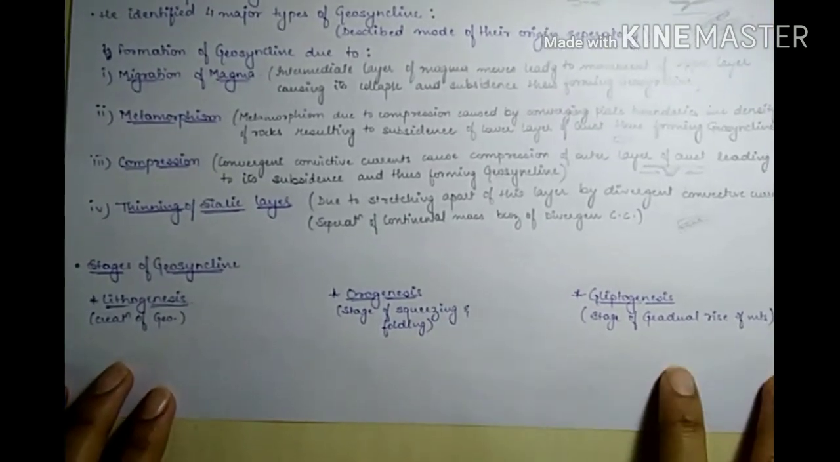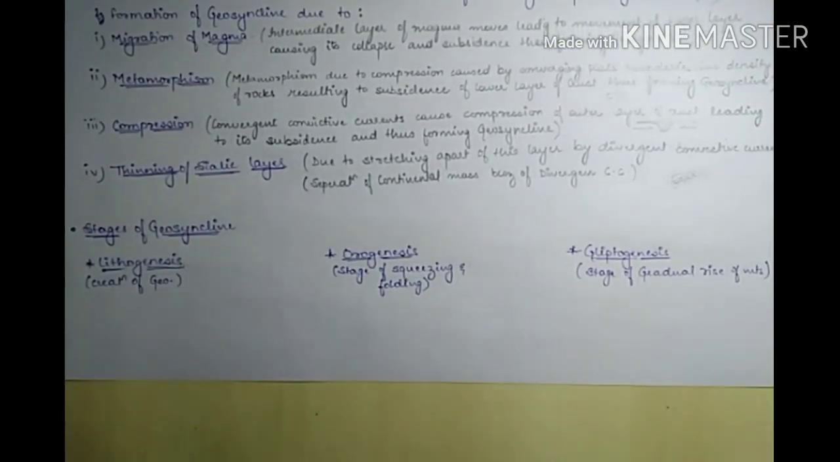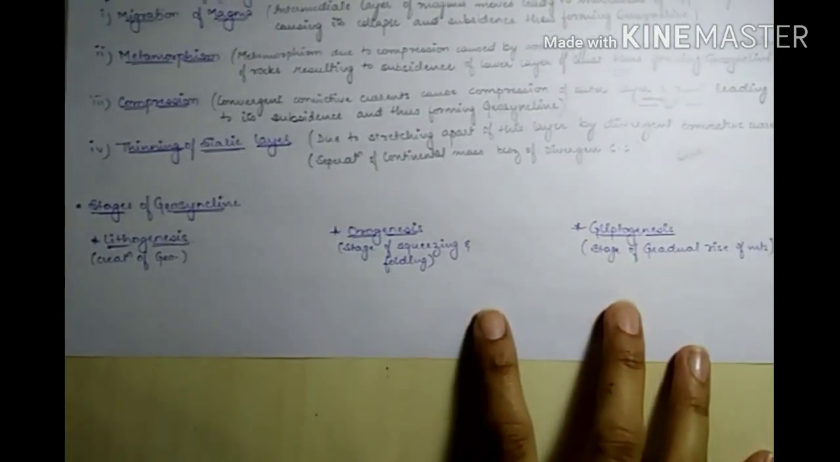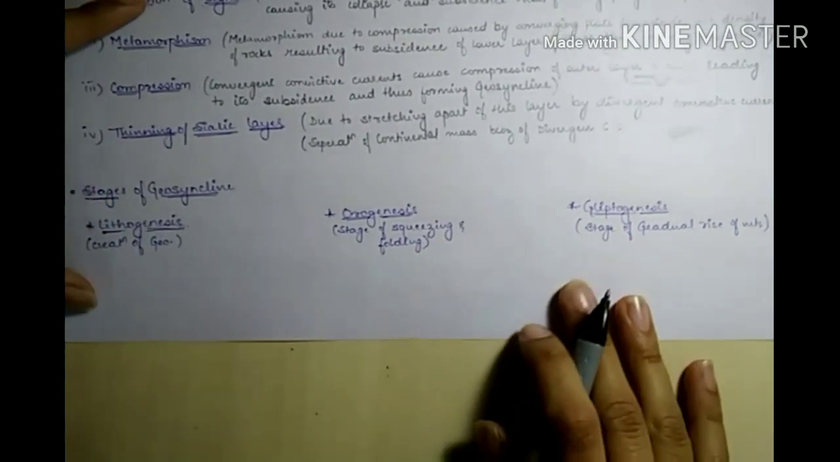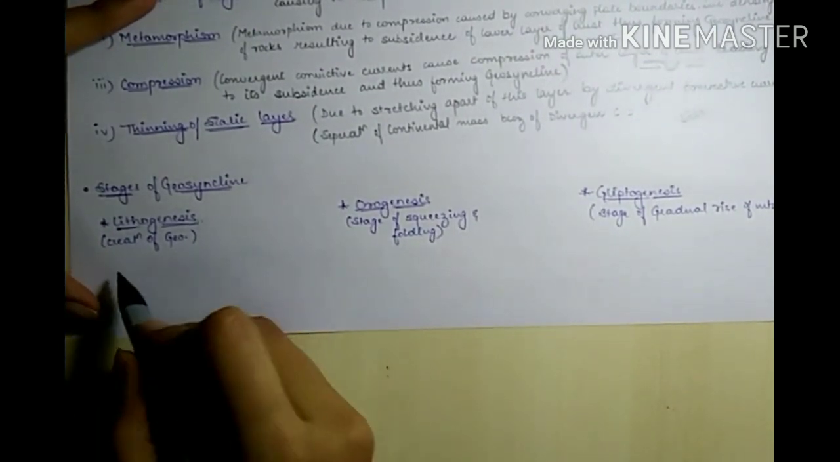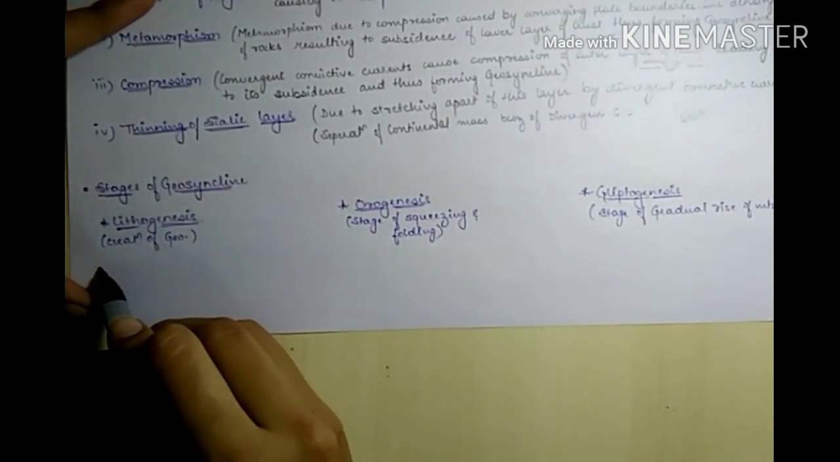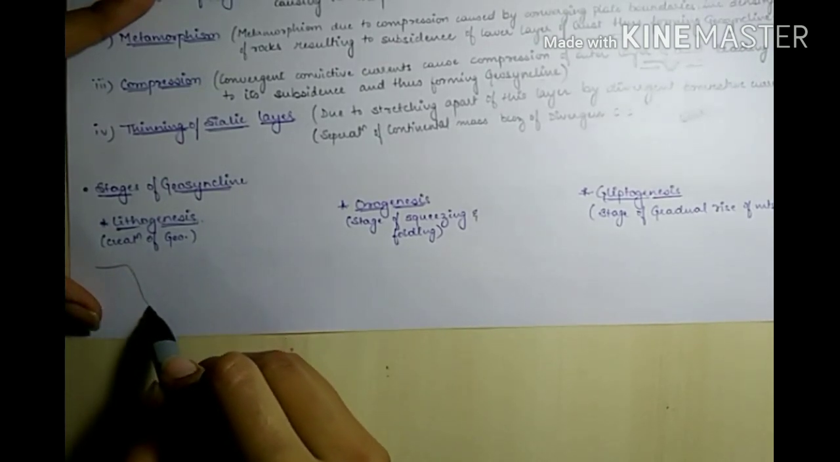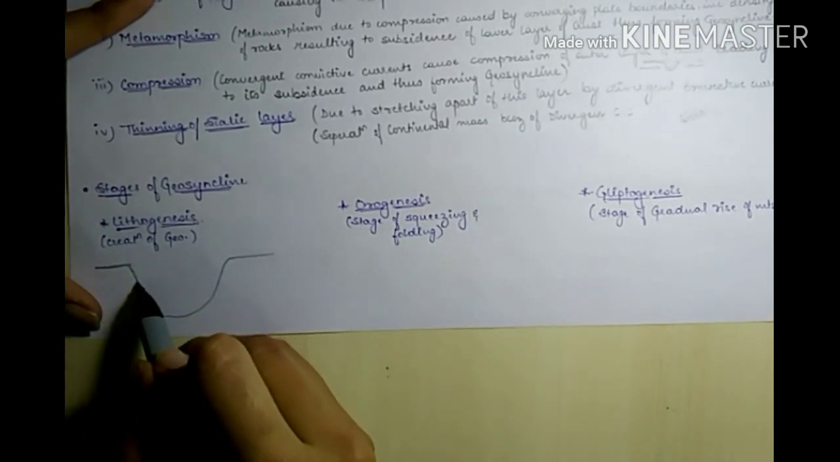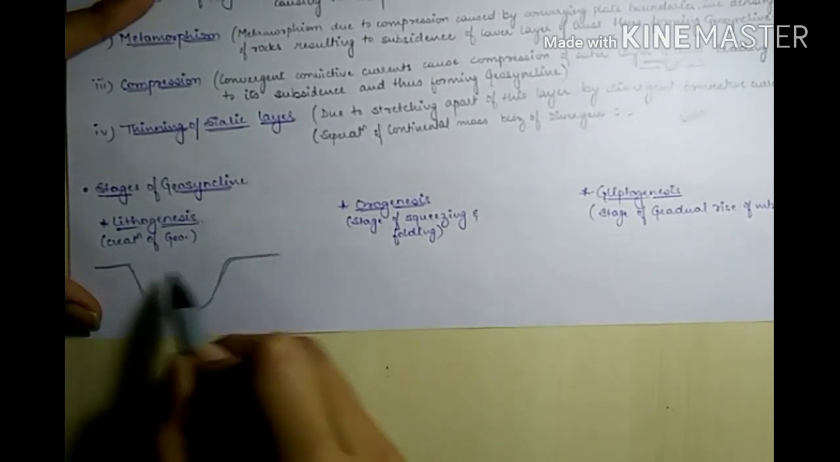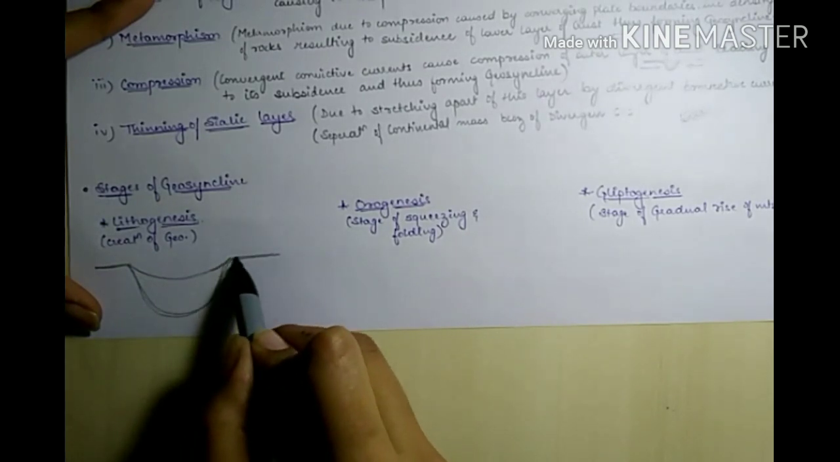So these are the four types of geosynclines, and now we will look into the stages of geosyncline. There are three stages of geosyncline. First is lithogenesis, second is orogenesis, and the last one is glyptogenesis. What happens in lithogenesis? There is creation of geosyncline. How is a geosyncline formed? Here we have a landmass, and here is a shallow water body.